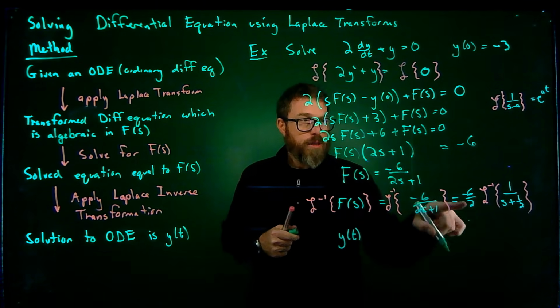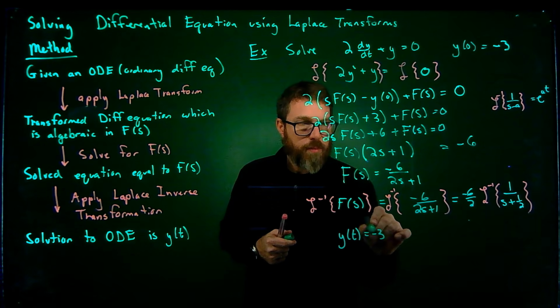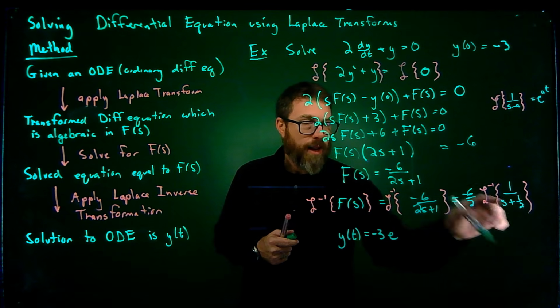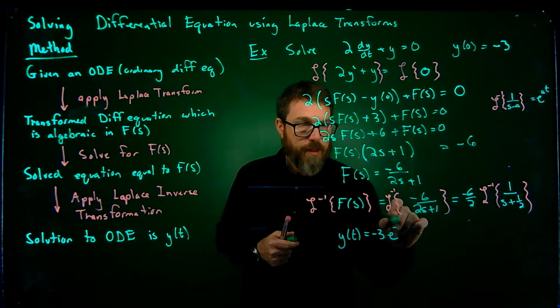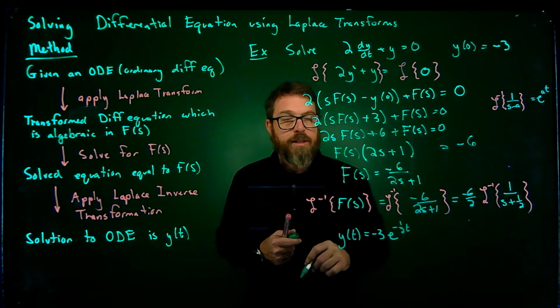So y of t is going to be minus 6 halves, which is going to be equal to minus 3. And this is going to be e to the opposite of whatever that 1 half is. So this is going to be minus 1 half t, or minus t over 2 if you prefer.